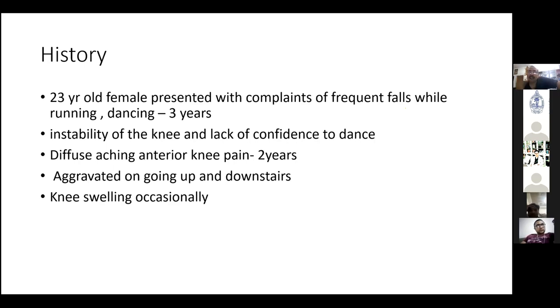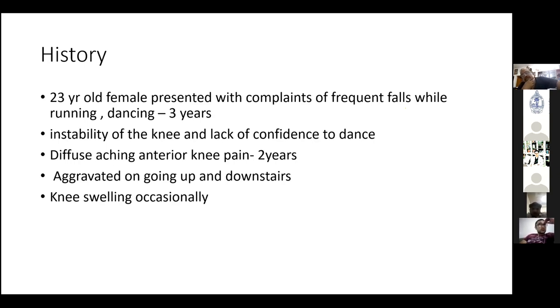She gives a history of frequent falls while running and dancing. Somebody falls means that the patella got dislocated. That time only she will fall. Otherwise, she will not fall. Right. Anything else? History of apprehension, sir.